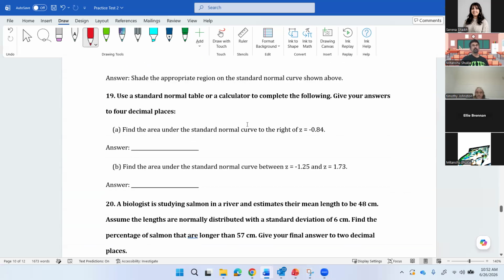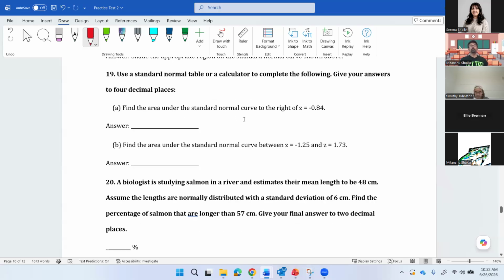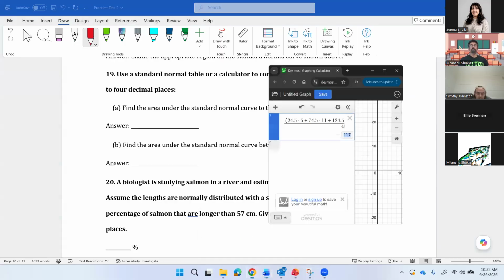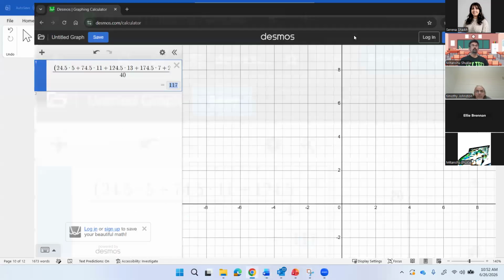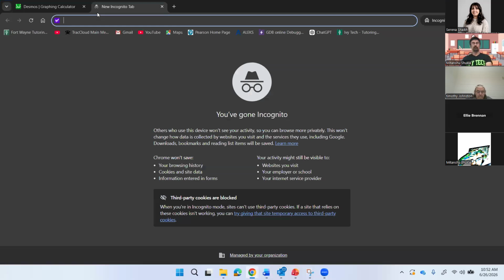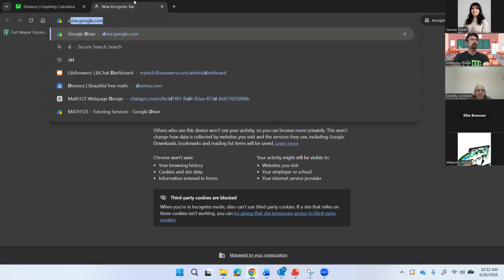Number 19. Use a standard normal table or a calculator to complete the following information. Find the area under the standard normal curve to the right of z equals negative 0.84. So here's what we're going to do. We're going to find our z-score table. Where'd it go?